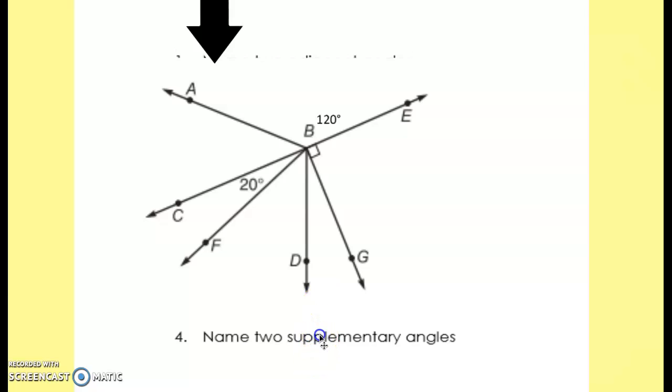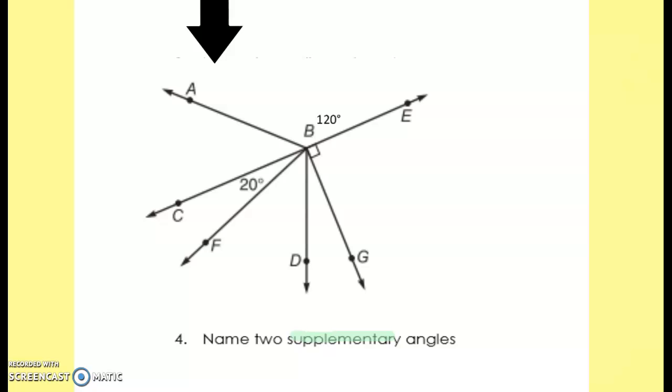All right, naming two supplementary angles. This one, again, there are some options here, guys, but we are looking for supplementary. So I know that supplementary is equal to 180. Now, if I look at my measurements up here, the only two numbers I see are 120 and 20. If I add those together, I only get 140. So those two measurements are not going to help me in identifying supplementary angles.